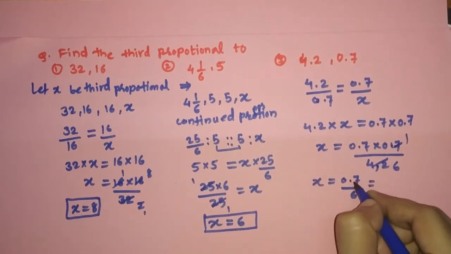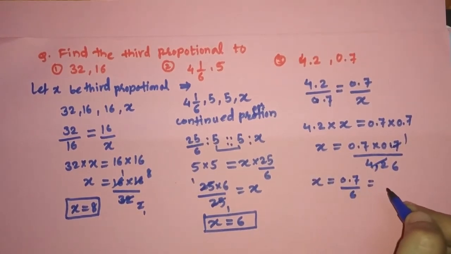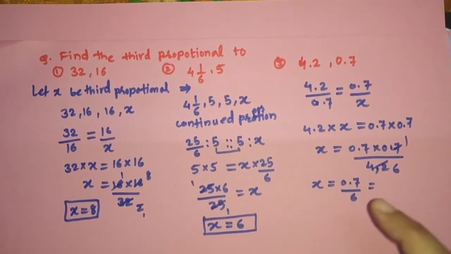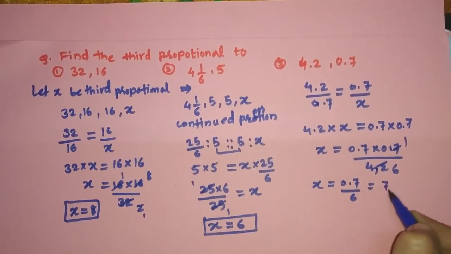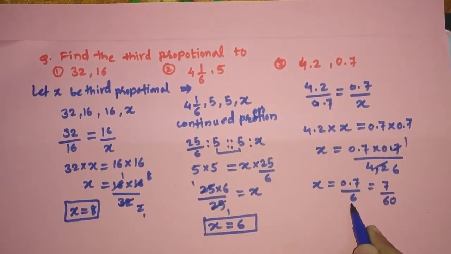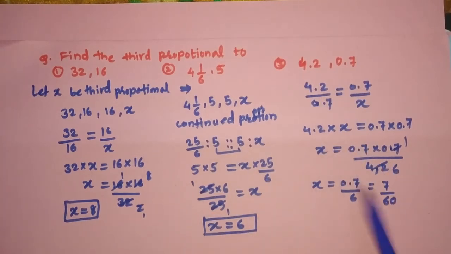So if you want, you can write it down. You can multiply both the numerator and denominator with 10. So you'll get here 7 upon 60. You can write either this one. So this x is the value which is a third proportional to this, and they are in continued proportion.